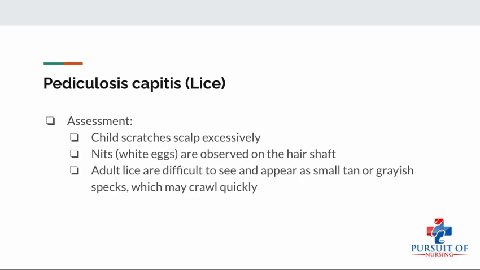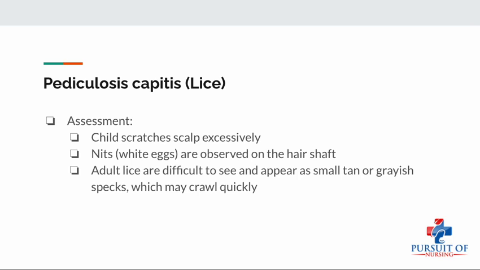Any hairbrushes or combs need to be thrown away, or you can soak them in boiling water for about 10 minutes. And then any bedding used 2 days prior to the diagnosis needs to be washed in hot water and then dried on hot for at least 20 minutes. Any non-essential bedding or clothing can be stored in a tightly sealed plastic bag for up to 2 weeks and then washed.